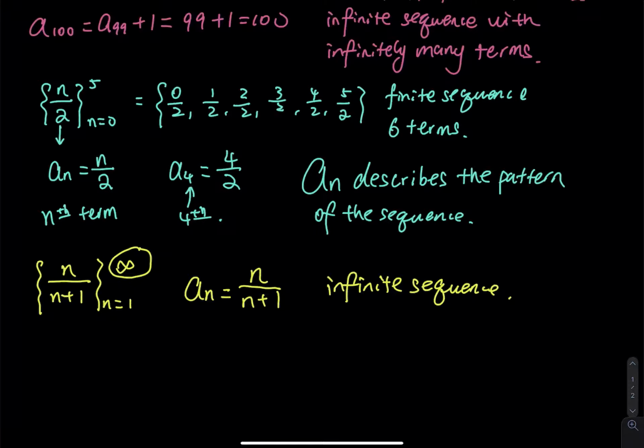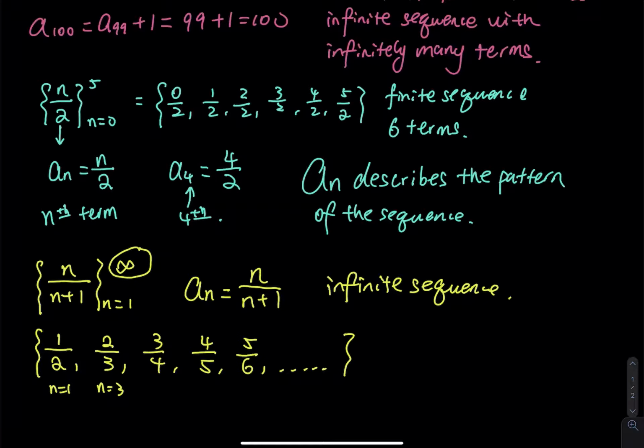When n is equal to 1, we have 1 divided by 2. When n is equal to 2, we have 2 divided by 3. When n is equal to 3, we have 3 divided by 4, then n equals 4, n equals 5, and we keep on going. The 1/2 we call a1, and then the 2/3 we call a2, then a3, and we keep on going.